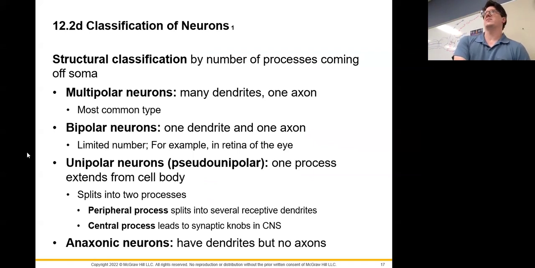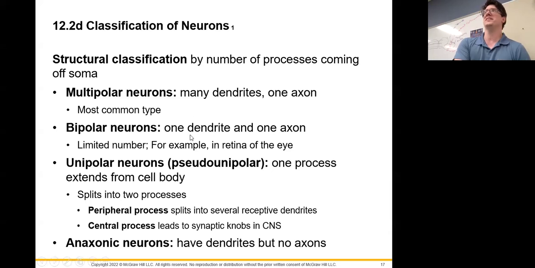Now, we do have different types of neurons. We have multipolar neurons. That's kind of the drawing that I showed you a second ago. This is a cell that has one axon, but a whole bunch of dendrites. By far the most common type. Now, we do have some specialized neurons that will only have one dendrite, and then they'll only have one axon.